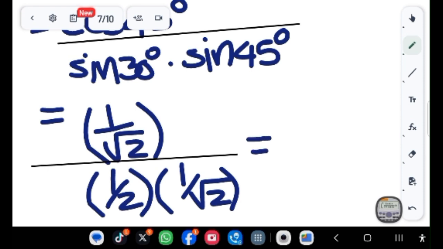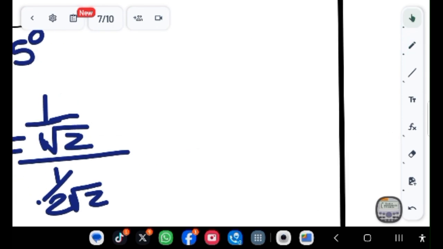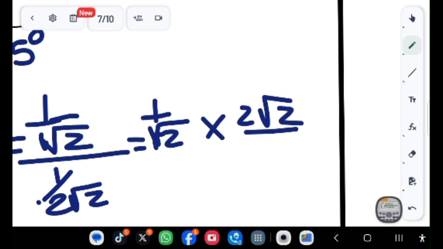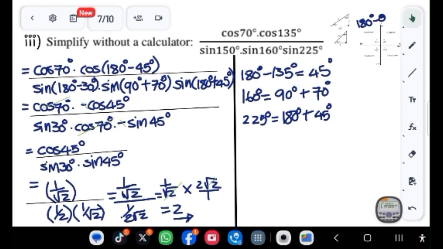And that is equal to 1 over root 2 all over 1 over 2 root 2. Then you take this, 1 over root 2, multiplied by 2 root 2. You flip this one upside down over 1. The root 2's cancel out, and that leaves you with 2 over 1, which is simply equal to 2. You can use a calculator, but you're not supposed to use a calculator, and that's how you work it out.